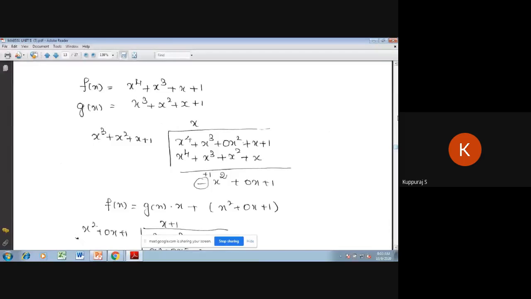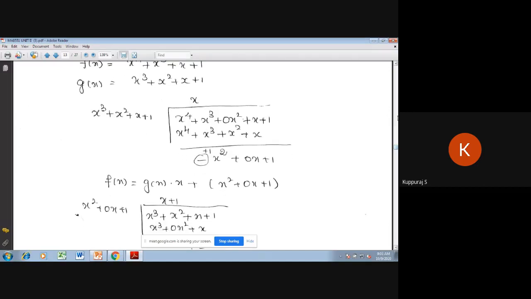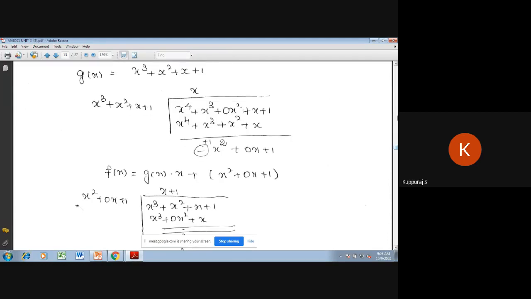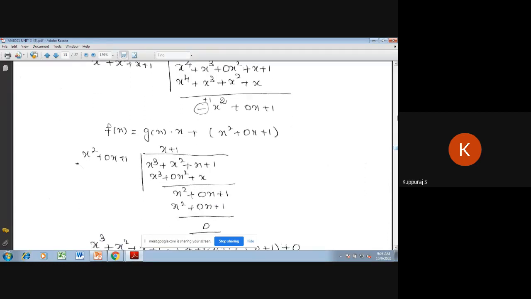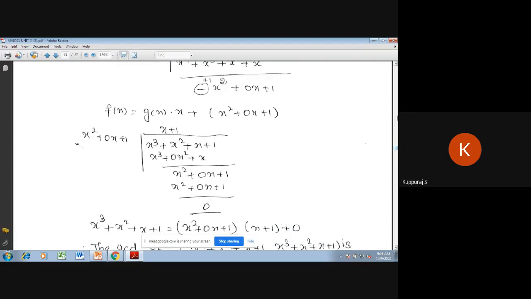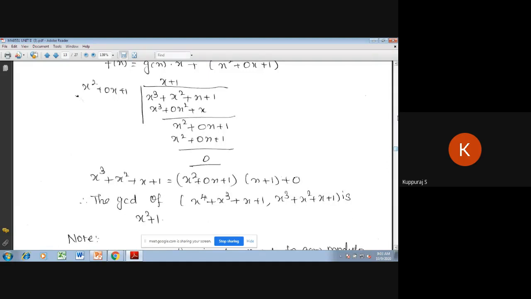Now again, the remainder x square plus 1 becomes the divisor, and x cube plus x square plus x plus 1, the second polynomial, becomes the dividend. So now you get the quotient as x plus 1 and the remainder as 0. So here the GCD is x square plus 1.